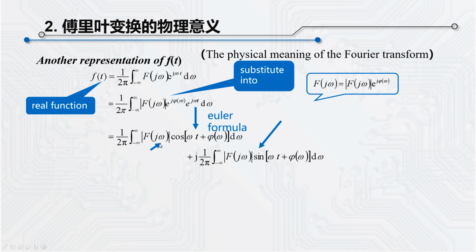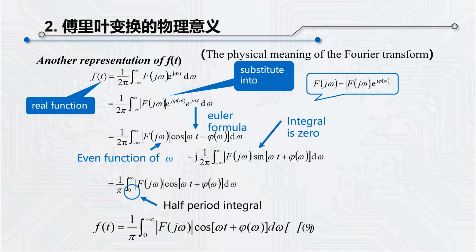Here, the absolute value of F(j omega) is an even function, and the cosine function is also an even function, so after its modulus is multiplied by the cosine function, the result is still an even function, and the sine function is an odd function, so for the second integral, its integral value is 0. And the integral value of the first term can be calculated according to the half-period integral. Then we can get another description of f(t), Formula 9.